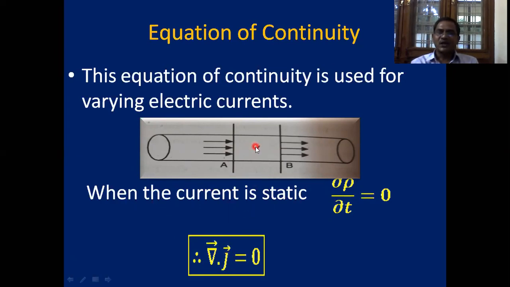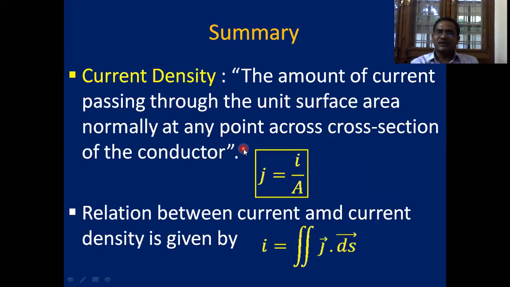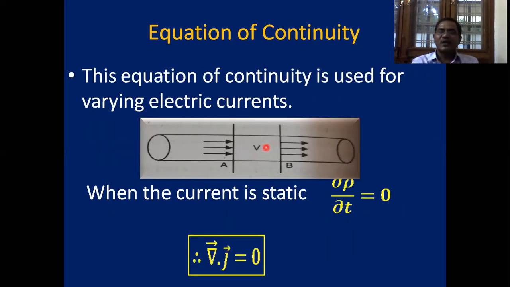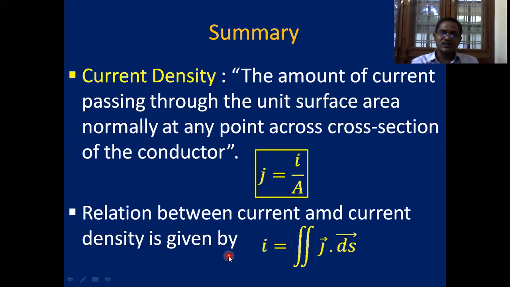Here, the charge is not accumulating at any point inside the conductor. If you consider any point inside the conductor, whatever the amount of charge reaching that point, the same amount of charge in the same time should leave from that point. So charge conservation is obeyed there. So for steady current or static current, del dot J equals 0.